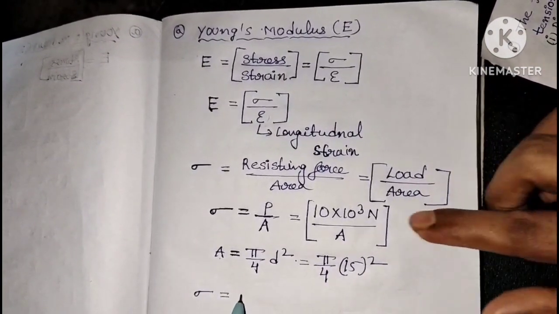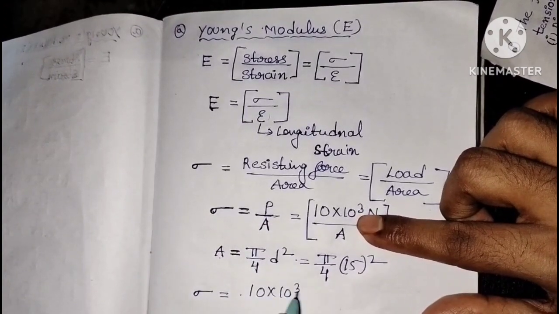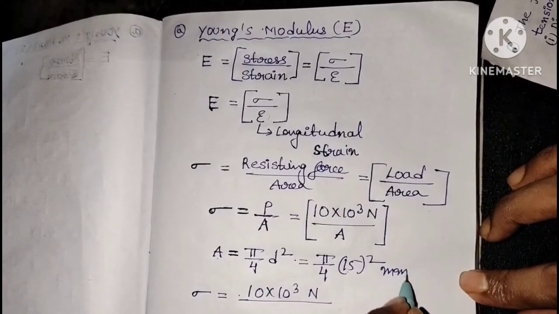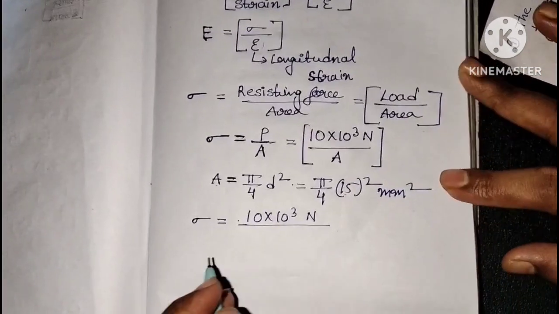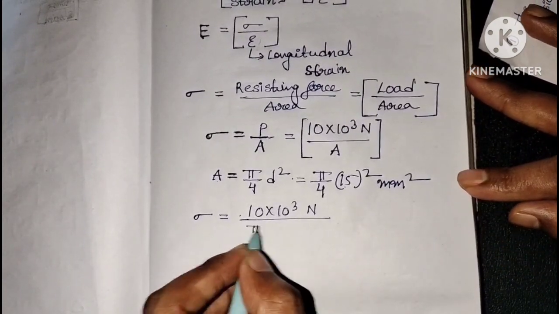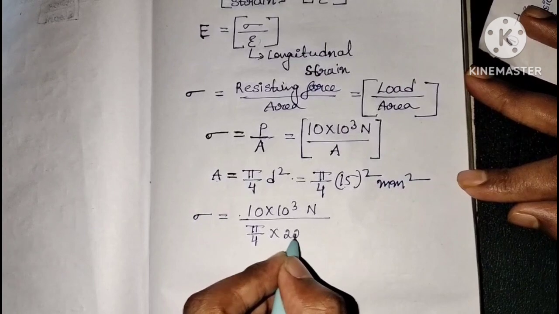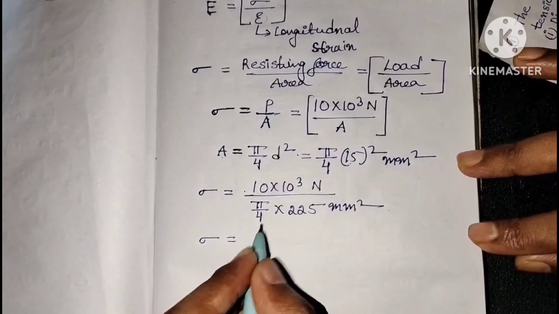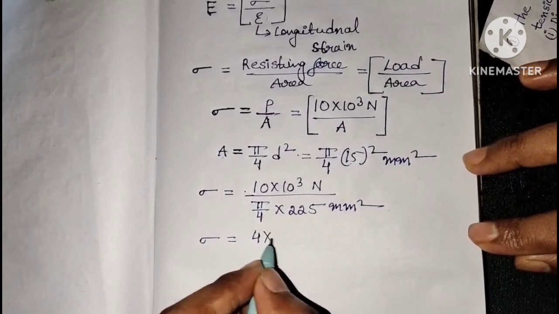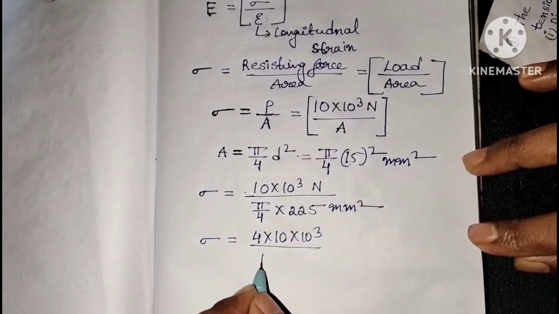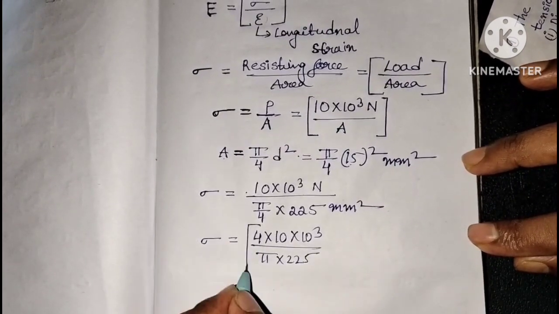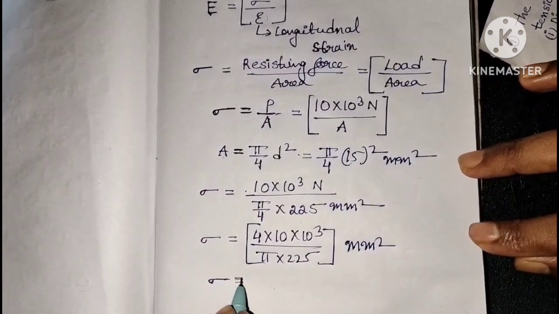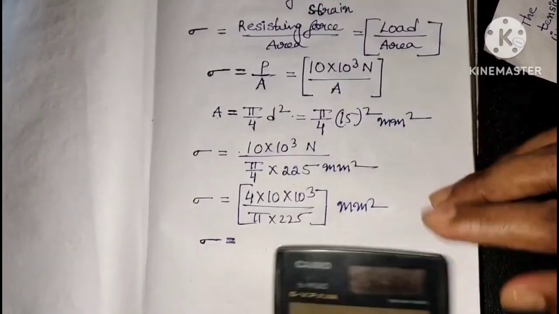Now sigma is equal to the load, 10 into 10 cube Newton, divided by the area, 15 mm into 15 mm, that is mm square. So sigma is equal to 10 into 10 cube by pi by 4 into 15 square, which is 225 mm square. Now sigma is equal to 4 into 10 into 10 cube by pi into 225 mm square. Now let us calculate the value of this normal stress.